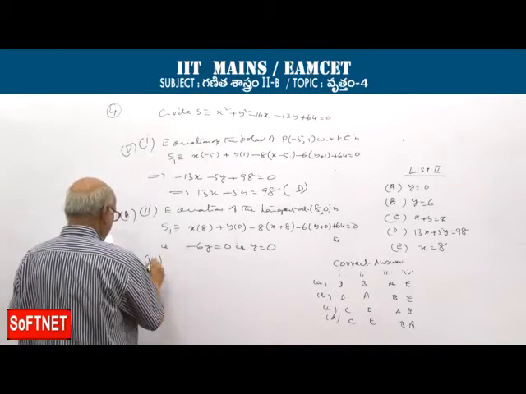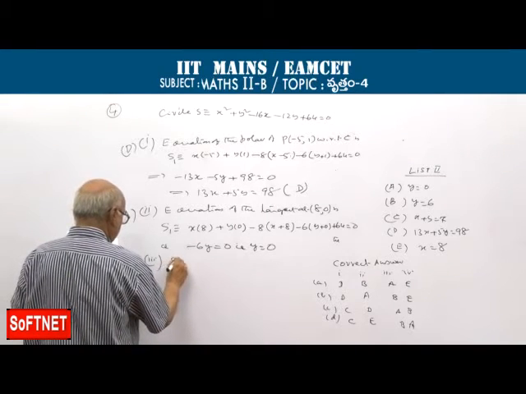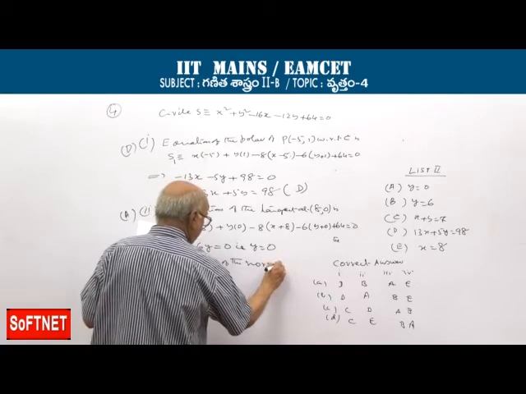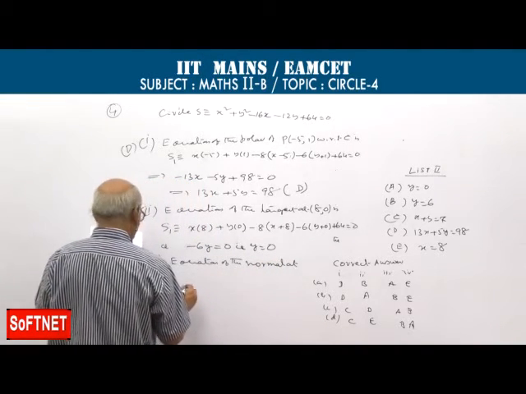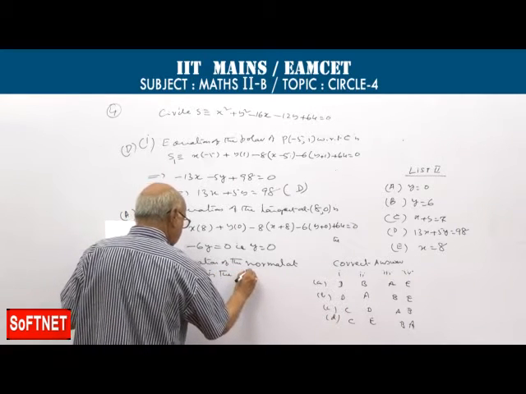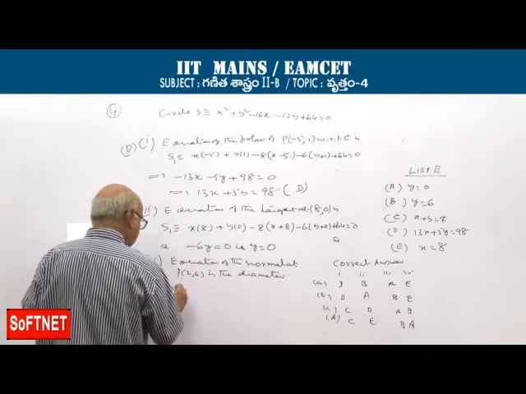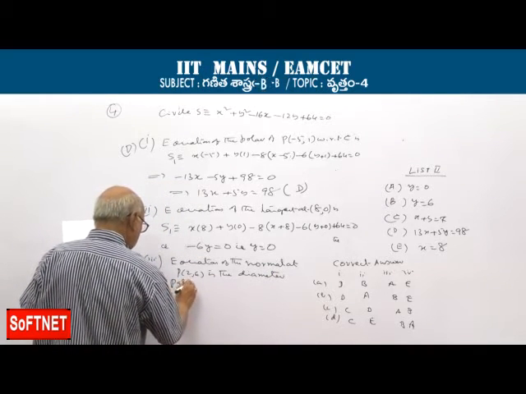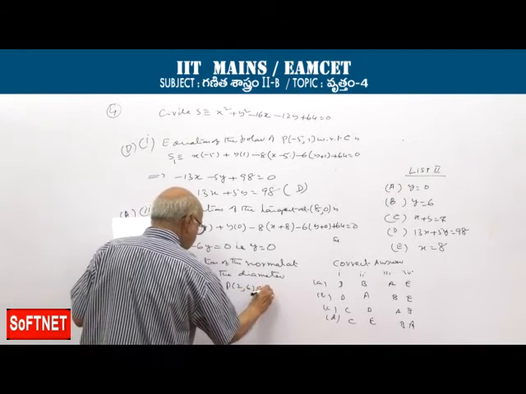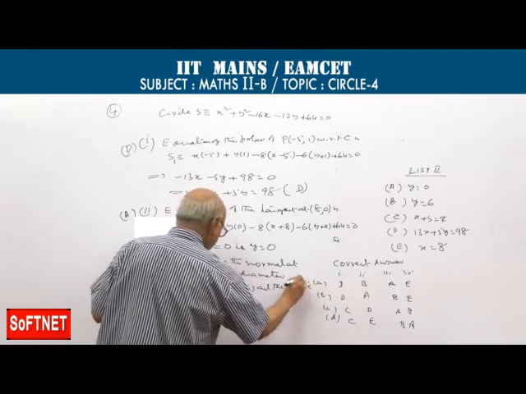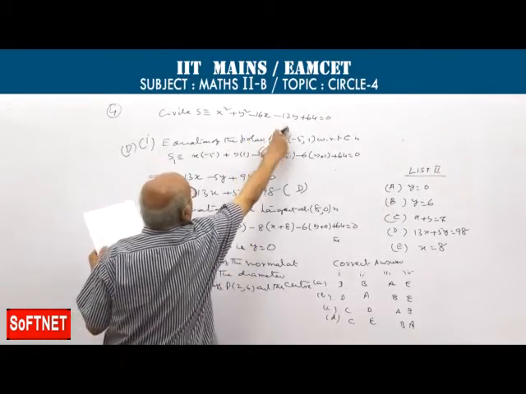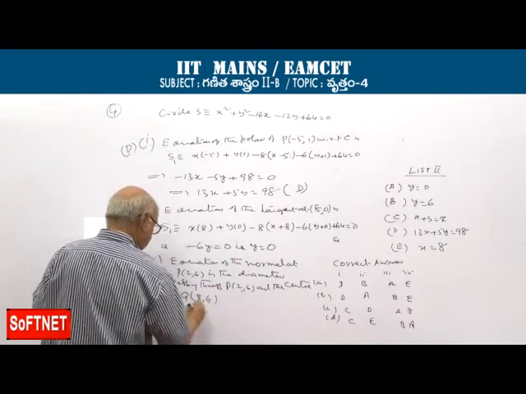For 3, the equation of the normal at P(2, 6) is the diameter passing through P(2, 6) and the center Q. So the center of the circle is simply (8, 6).